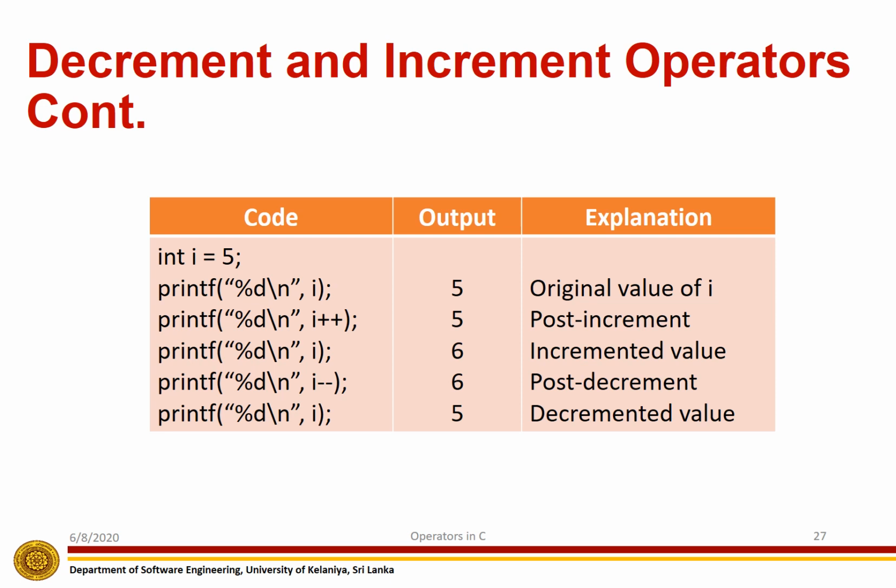Then again when we are printing just I value, it will print 6. Then the I decrement operator, post decrement. So it will print first and then decrease. 6 will be printed and the new I value is 5. So again just I, then 5, the decremented value. Don't confuse the pre and post decrements and increments. Just simply get the idea clearly into your head.